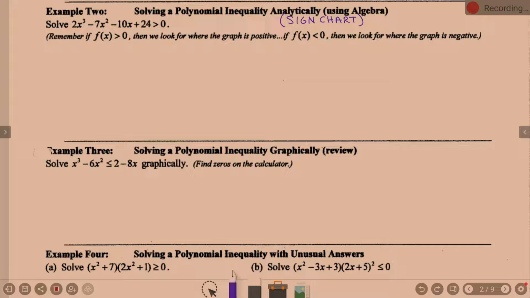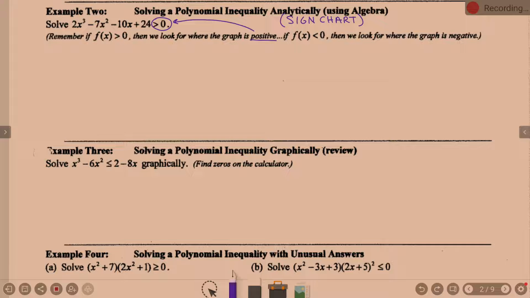Okay? Now, in the end, when we solve this, remember, if f of x is greater than 0, we're looking for where the graph is positive. That's because it says greater than 0. If it said less than 0, we'd be looking for where the graph is negative.